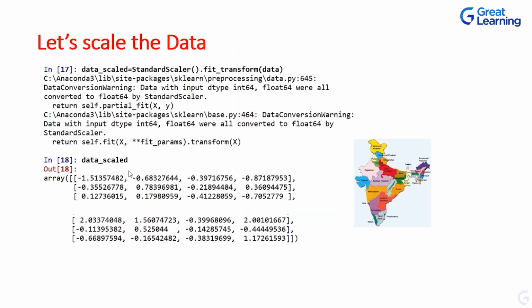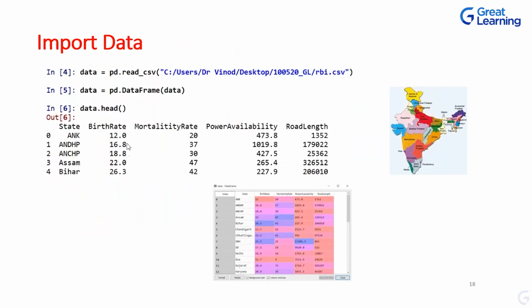Now, data is to be scaled. This I am very much sure that you are aware of. You see, this birth rate is in 2 digits. Mortality rate, 2 digits. Power availability, 3 digits, whatever we are able to see here. Road lengths, oh my God, 6 digits. 3,26,000. 1,79,000 for Andhra Pradesh. 2,06,000 for Bihar. 3,26,000 for Assam.